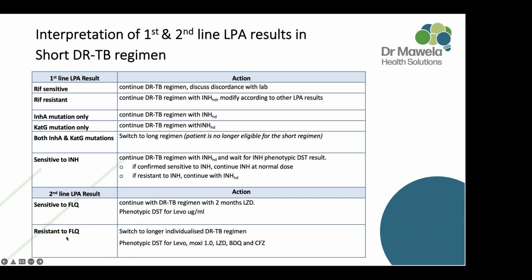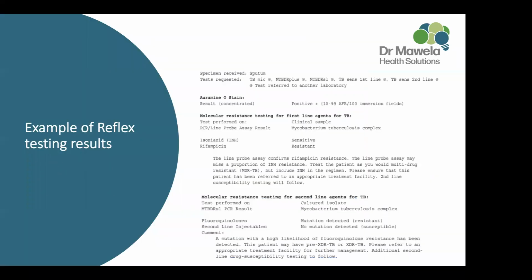However, if it says resistant to fluoroquinolones, your patient is not eligible for a short regimen and they need an individualized TB regimen to make sure that they get the best regimen that they can. And I've put down an example for you.